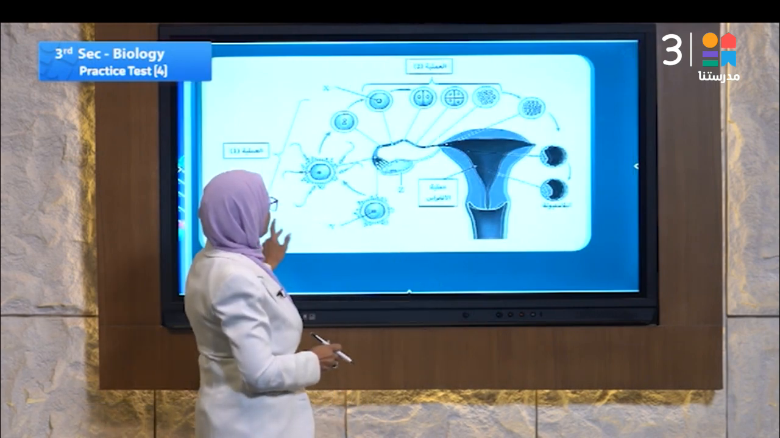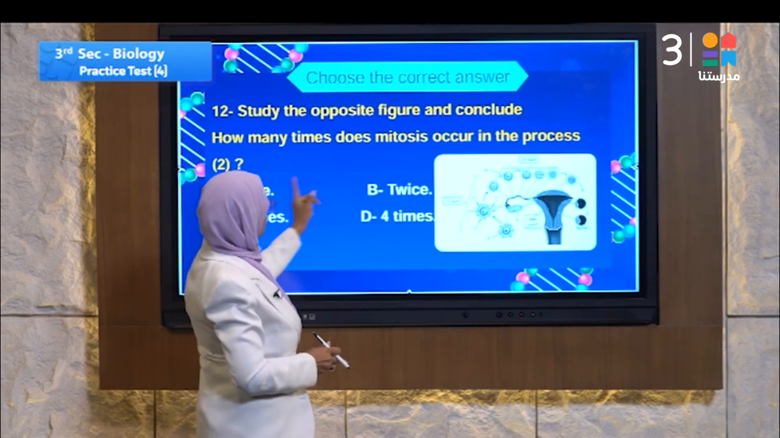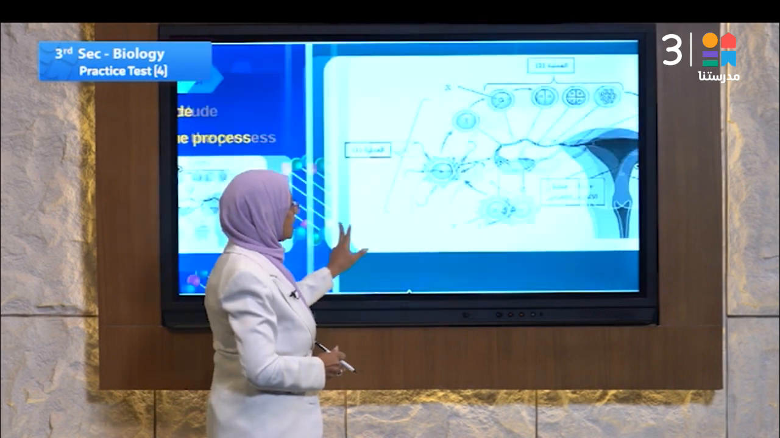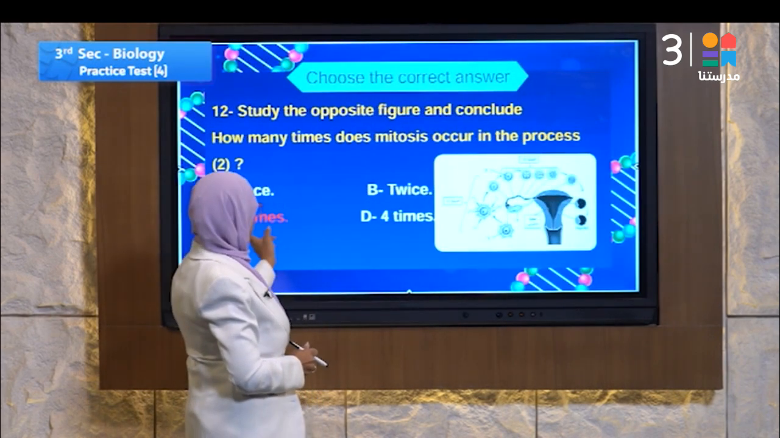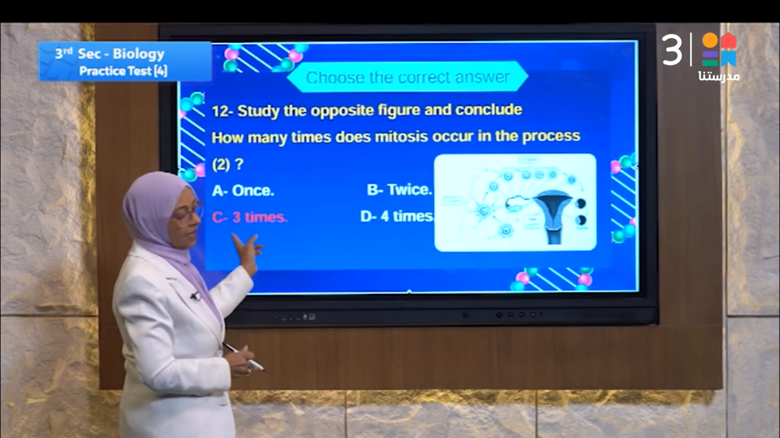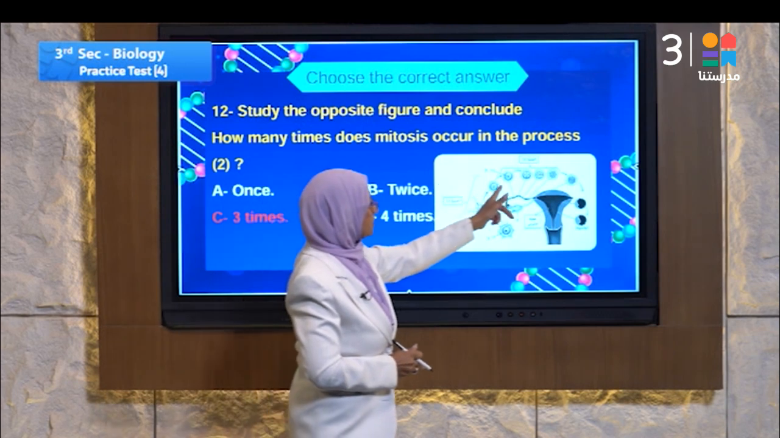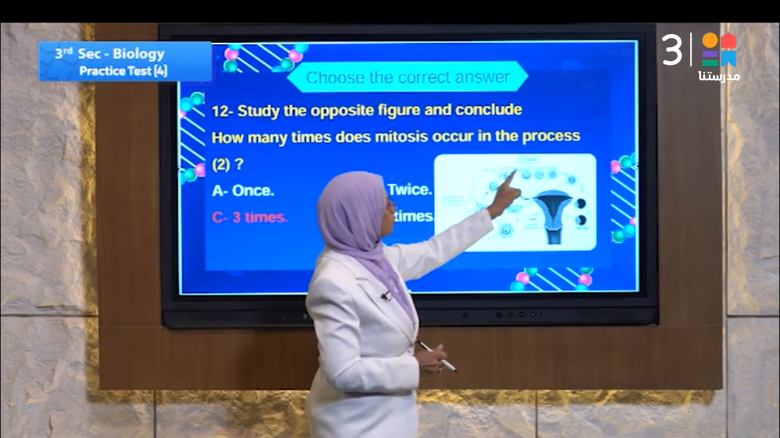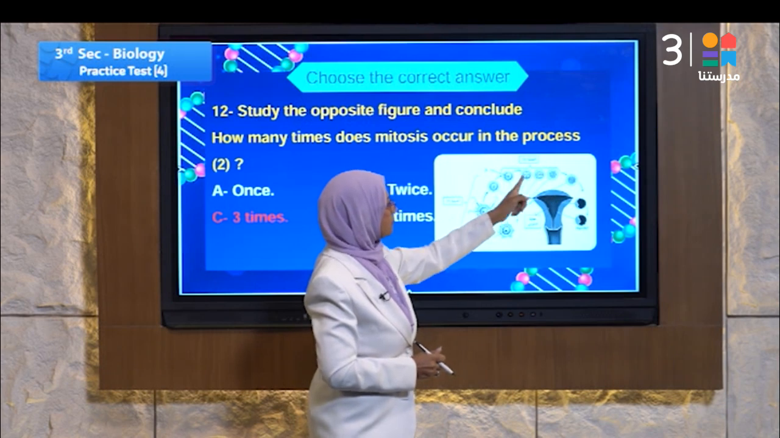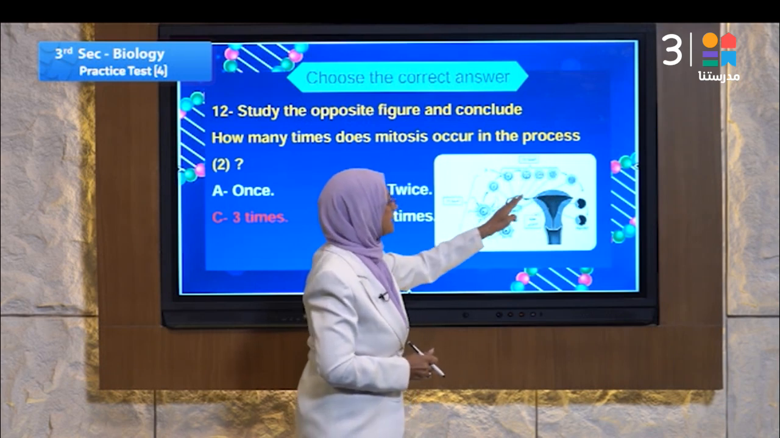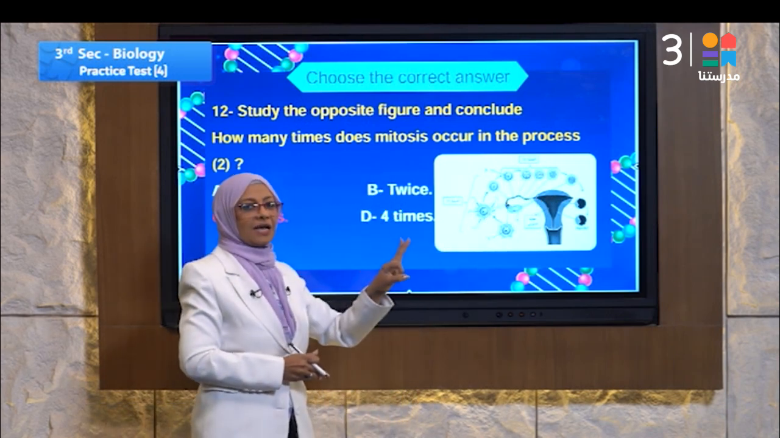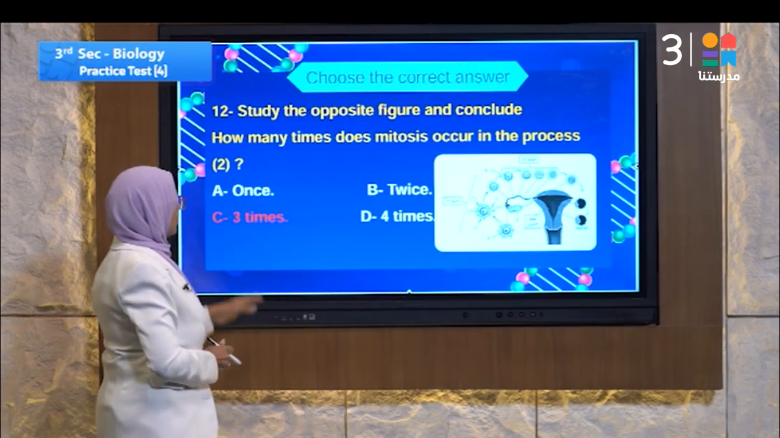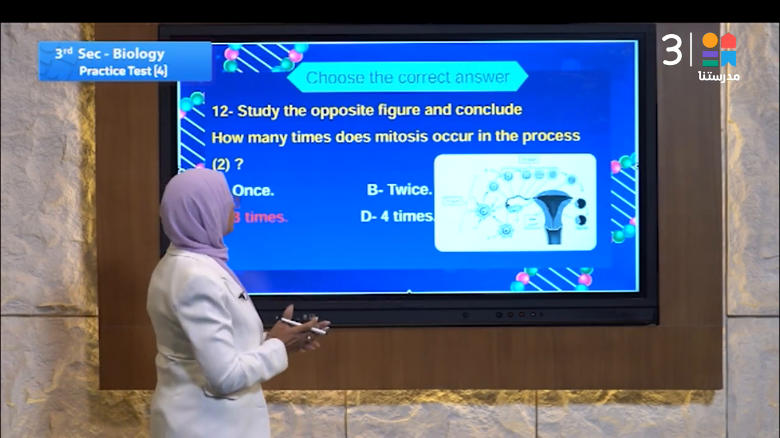So the answer must be once, twice, 3 times, or 4 times. The answer will be 3 times. From 1 to produce 2 cells, from 2 to produce 4 cells, from 4 to produce 8 cells. There are 3 times of mitotic division. So the answer will be C, 3 times.